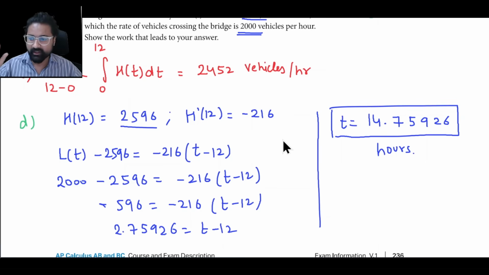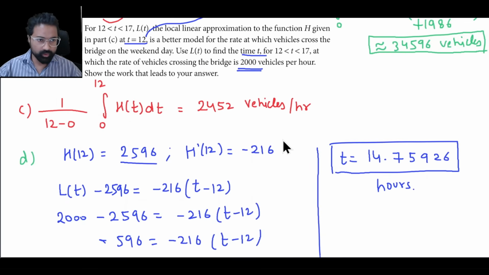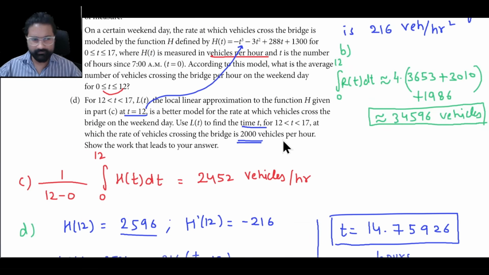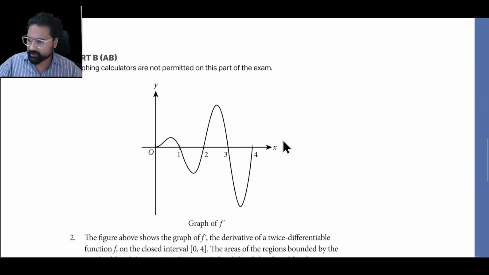Remember, this is a local linear approximation, so this is just an approximation, just the way they have said. I hope this calculator version question makes sense. Let's jump to no calc.